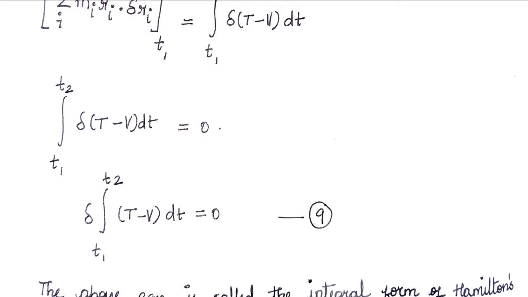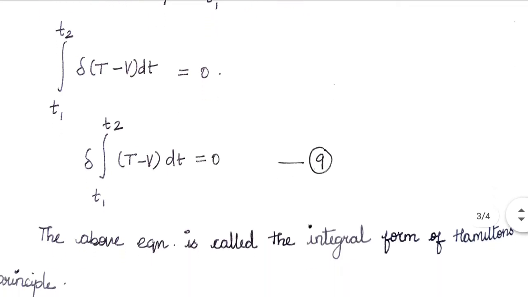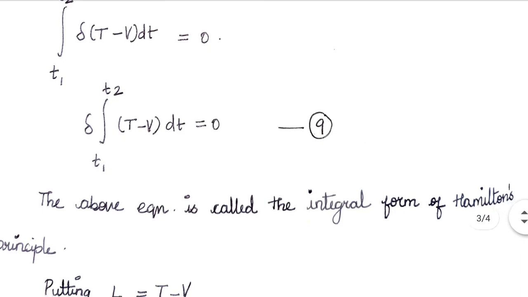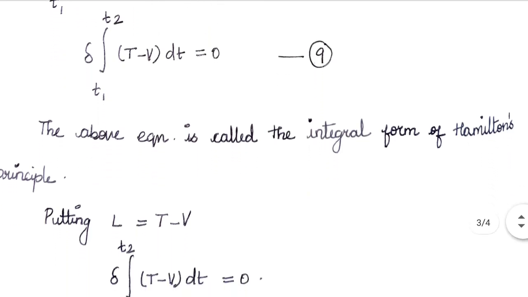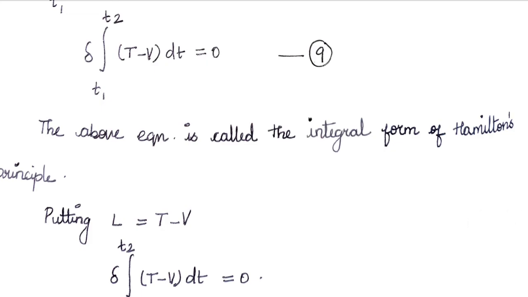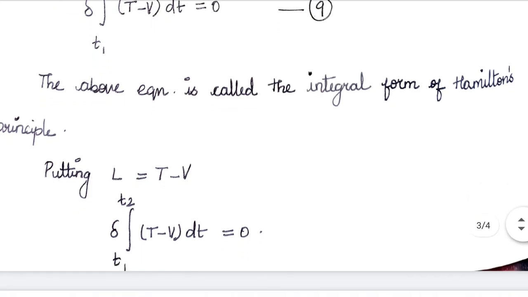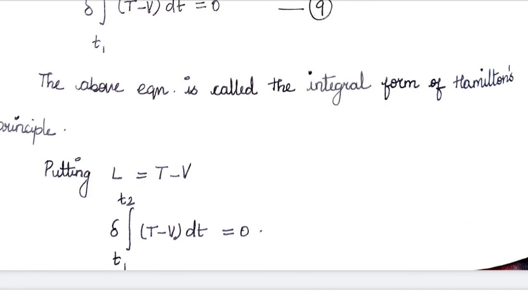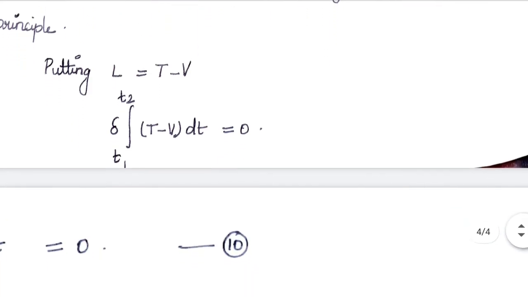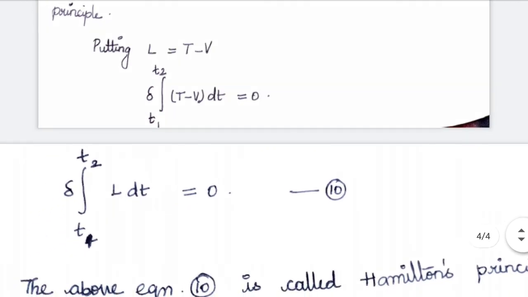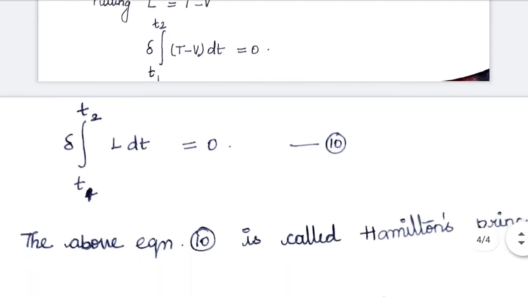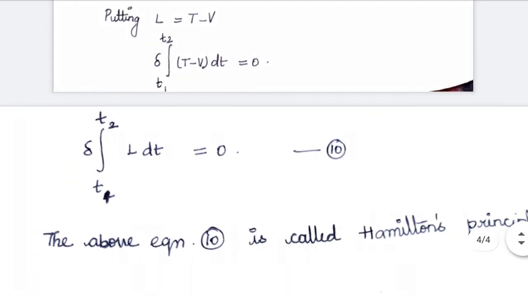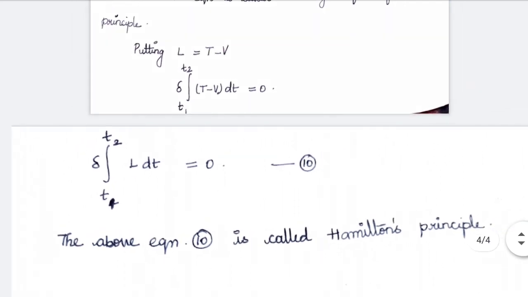In the next step, we take this δ outside and get δ of the integral from t1 to t2 of (T minus V) dt equal to 0. This equation 9 is called the integral form of Hamilton's principle. So we have arrived at Hamilton's principle. Now we replace T minus V by L, the Lagrangian function, so our equation reduces to δ of the integral from t1 to t2 of L dt equal to 0. This equation represents Hamilton's principle.